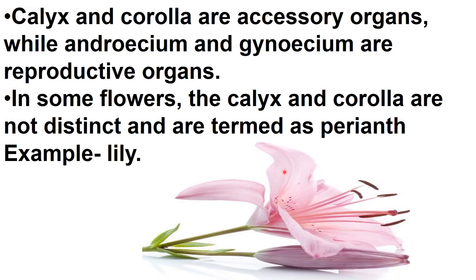As you can see in this flower, this is a lily flower. Can you tell which one is sepal and which one is petal? These are bracts, okay? These are different things. These are not sepals. Only these are all sepals and petals which are joined together. These are not distinct. So in such condition, we cannot say sepal and petal. We will say these are perianth.